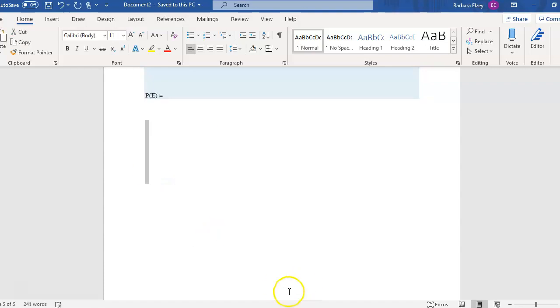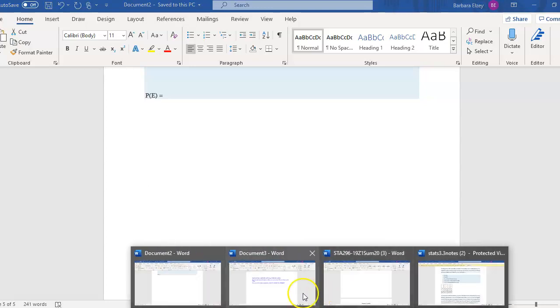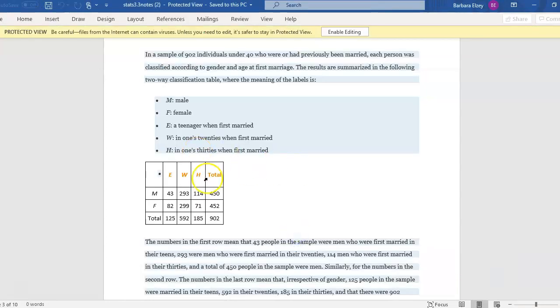All right, so let's find all the people who have the characteristic of E, being a teenager when they first got married, and put that over the entire sample space. So if we look back at our notes here, the people who belong to this category E, who are teenagers when they were first married, are all in this column underneath E. So the total number of them is 125. So that's the top of our fraction. And then the total number of people in the sample is 902. So it's 125 over 902.